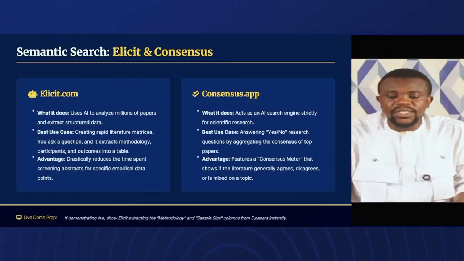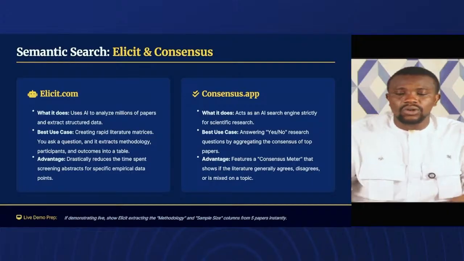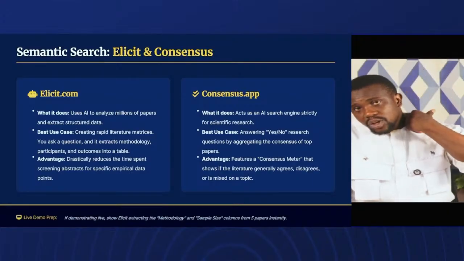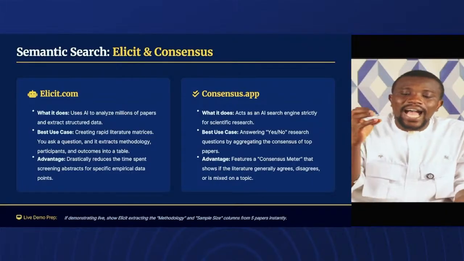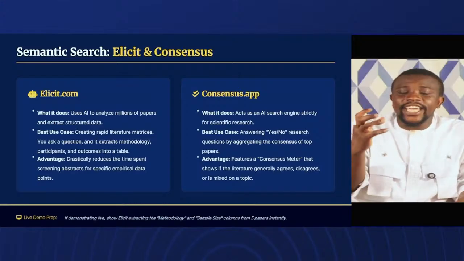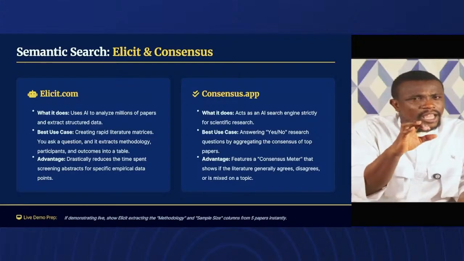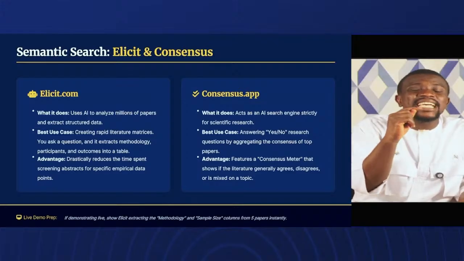Now we have an AI called Consensus. Please note that what Consensus does is that Consensus acts as an AI search engine, strictly for scientific research.